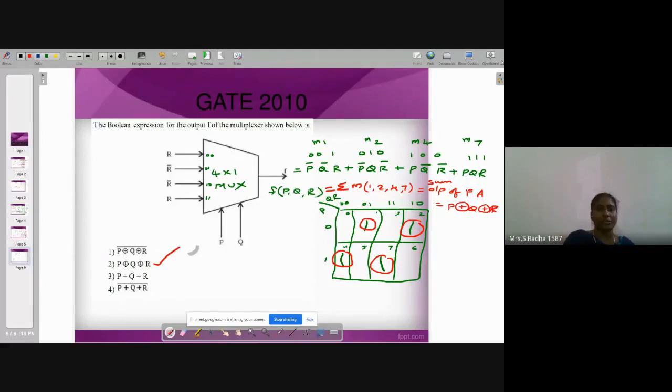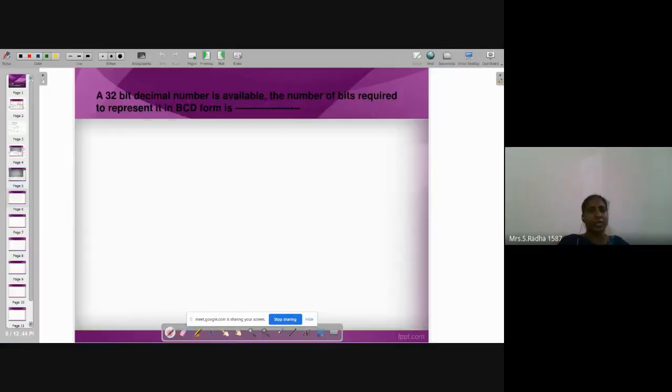Okay. This is the last question. Now I am going to set another problem. A 32-digit decimal number is available. The number of bits required to represent it in BCD form. For example, 43 is the decimal number. In BCD representation, how many bits are required? Left side decimal number, right side BCD representation. 8 bits we know. 8 bits are required.